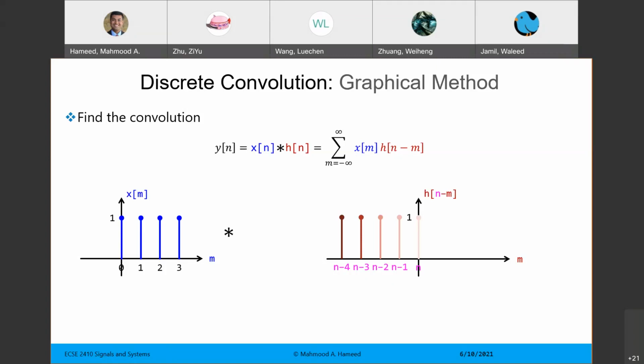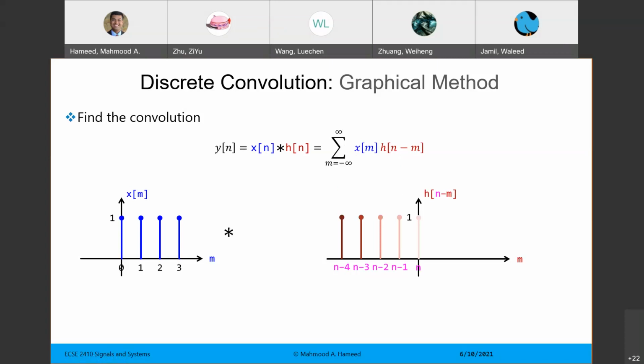All right, so what have we done here? We have graphically represented x of m here and graphically represented h of n minus m here, right? Now what do we need to do? We need to evaluate this summation. And what are you doing with the summation? You're multiplying the two signals and you're adding up all the elements after multiplication.